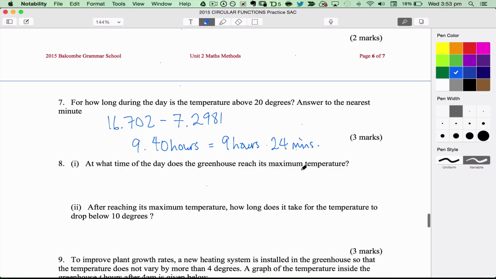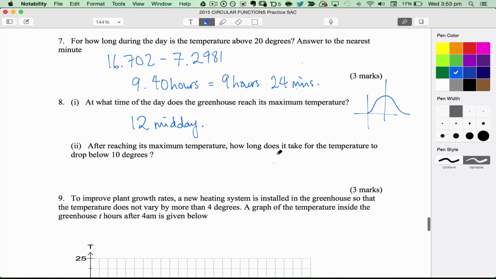What time does the greenhouse reach its maximum temperature? That's when it goes like this, and it's exactly the halfway point, which is 12 hours. So the time is 12 midday.